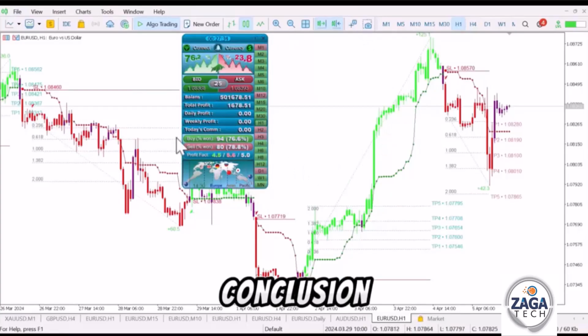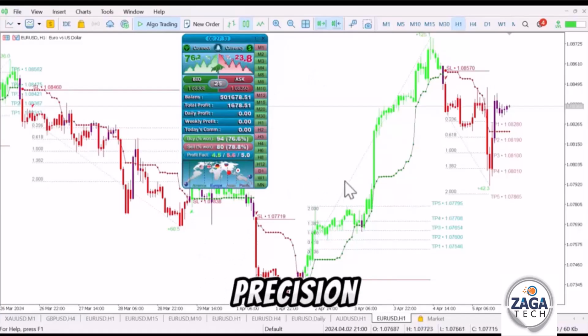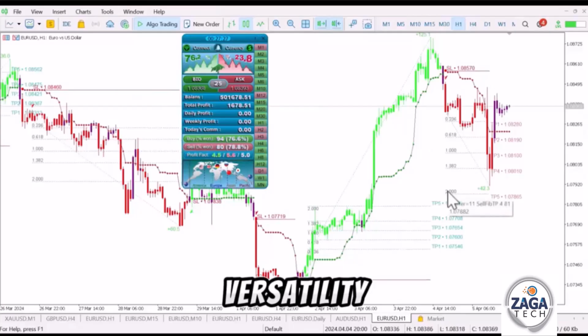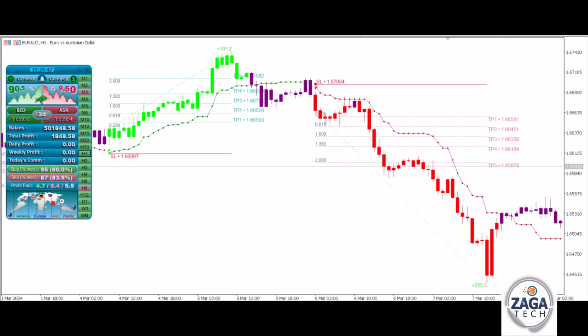In conclusion, the Atomic Analyst indicator offers a comprehensive solution for traders seeking precision, reliability, and versatility in their trading strategies. Download the Atomic Analyst today and unlock the potential for consistent trading decisions and profitability.